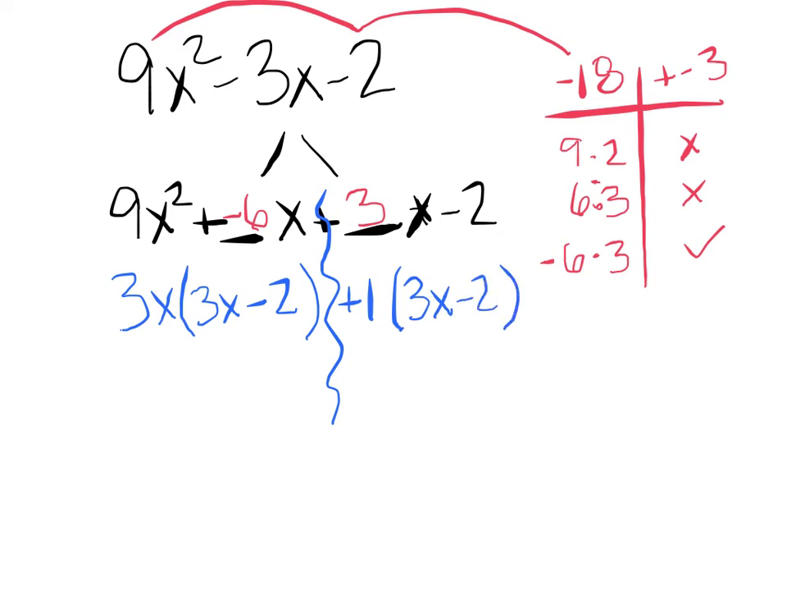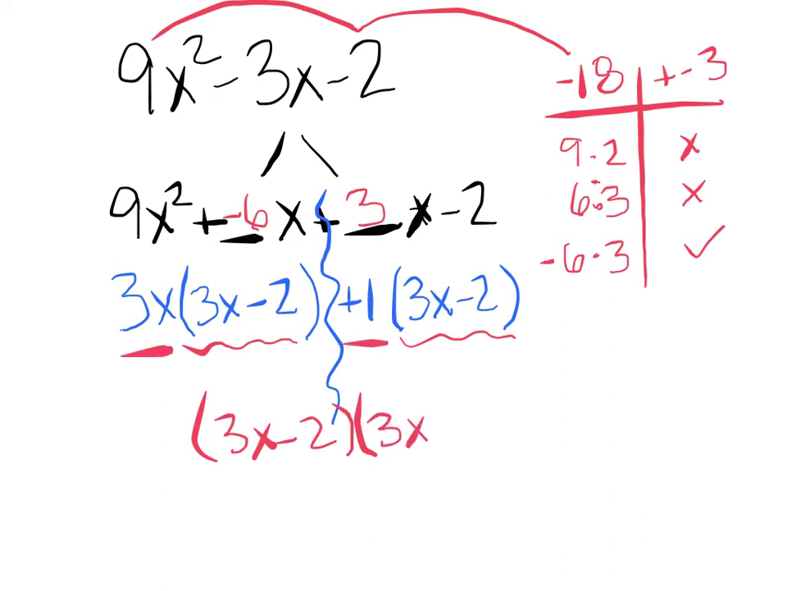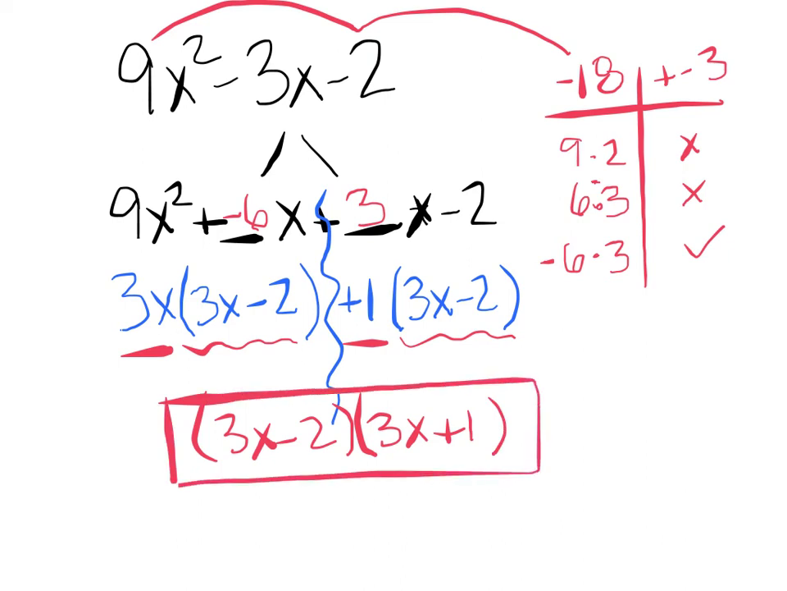Which, yes, was boring, but very convenient because look, what do we have the same? 3x minus 2. And what's left over? 3x plus 1. So now we have the factored form of the original expression.